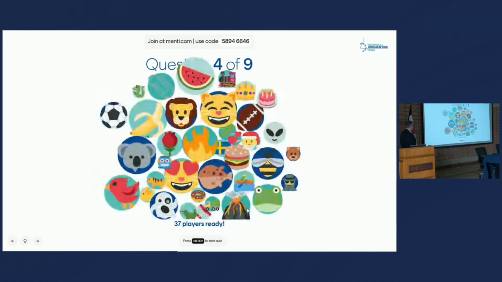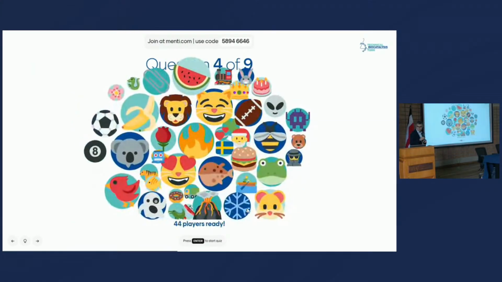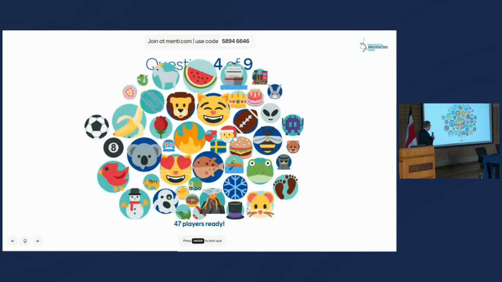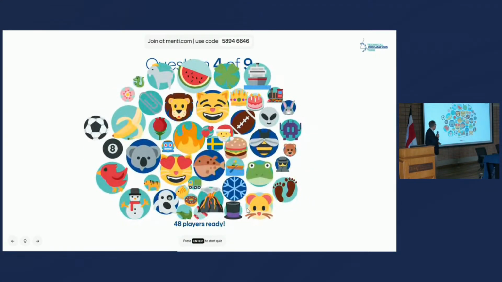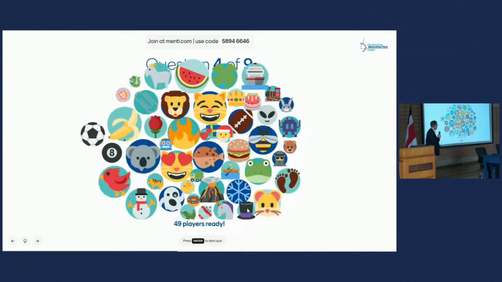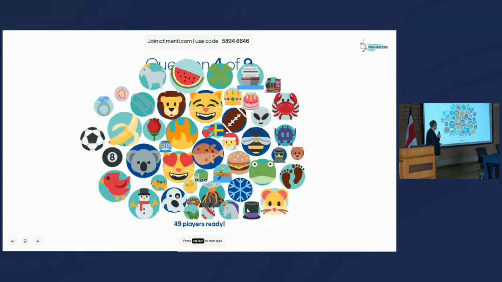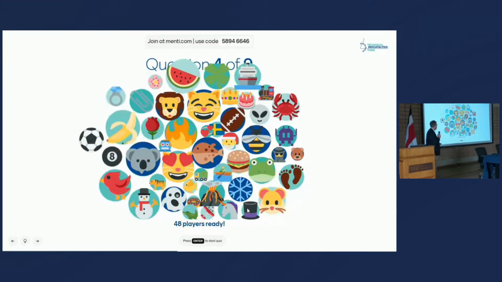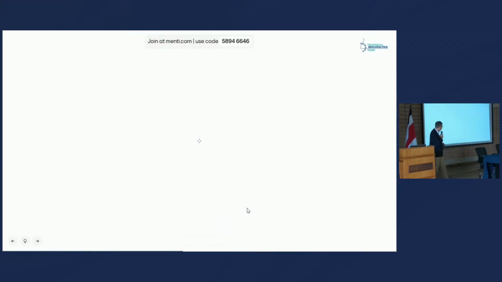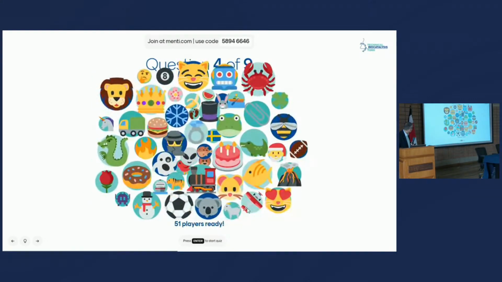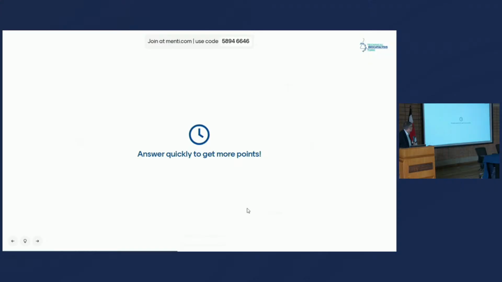So next quiz question. How can we increase the conversion? Okay, it's around 50 like we had before. Oops, sorry, it was the wrong moment. Here is the button. Here comes the question.